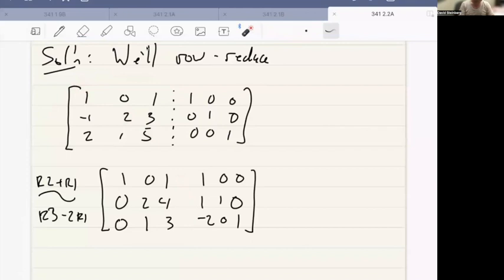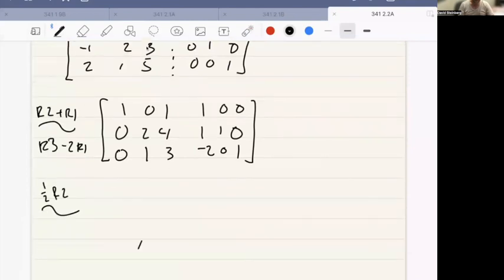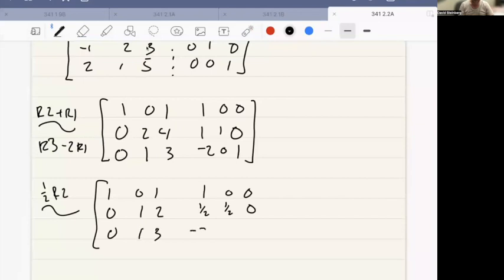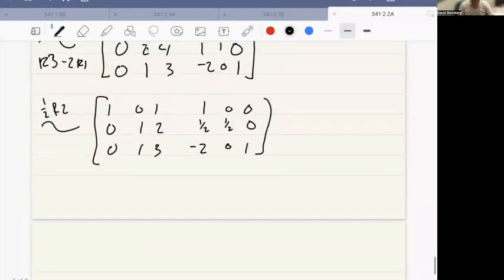Next, let's do the obvious thing and scale row 2 by a half. So 1, 0, 1, 1, 0, 0, 0, 1, 2. We have to introduce fractions in that right-hand side. I'm sorry, everybody hates fractions. That's just life, though. You're an adult. You can suffer the slings and arrows like anybody else.